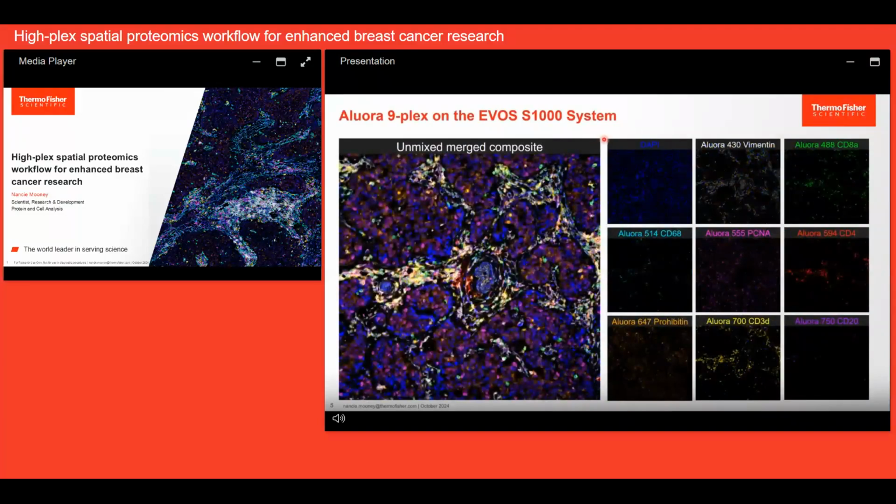So this is that same image, but in stasis. Here we have our unmixed merged composite where we are able to take our 8 different biomarkers and DAPI and multiplex them into a single image. Over here, we have the individual channels in the various colors as single targets. You can see here we've got vimentin, various CD markers, and so on. And here you can see the individual channels.